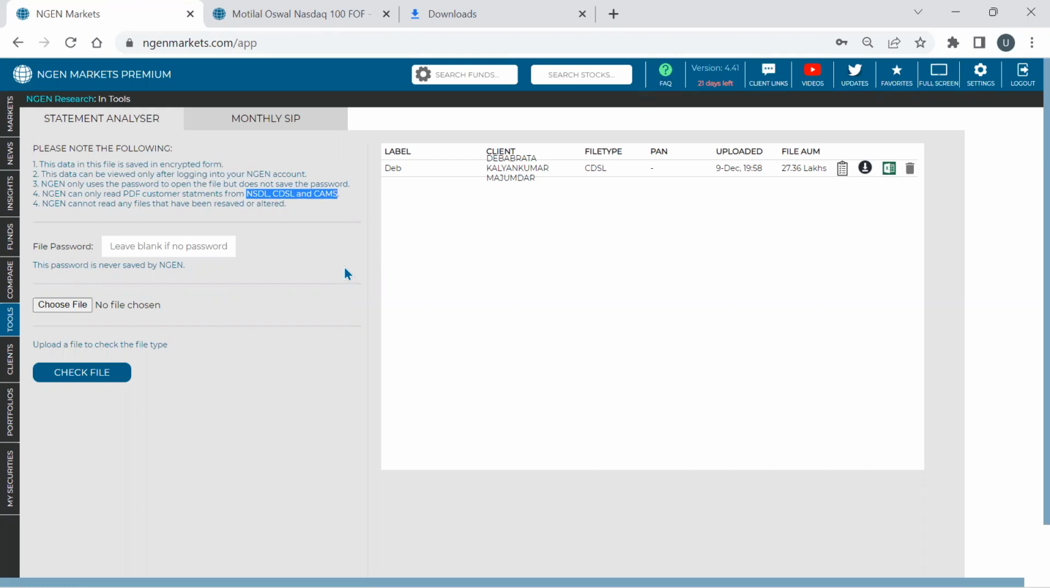But in both cases, it will only take out the latest holdings. Okay. Yeah. Got it. Thank you. No problem. There's another question saying how to add corporate bonds.